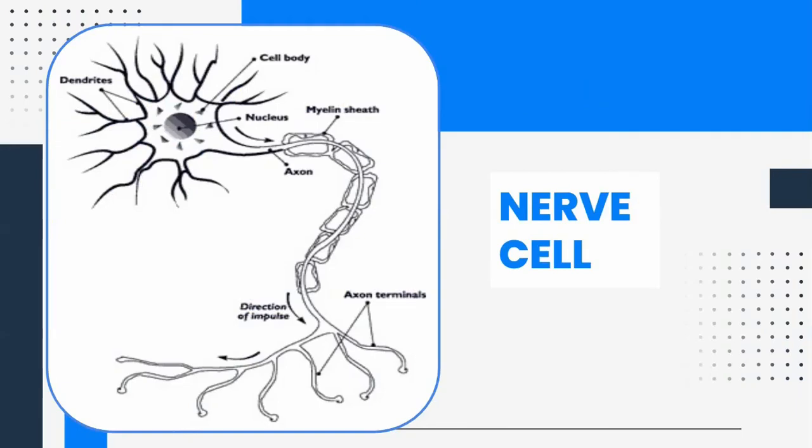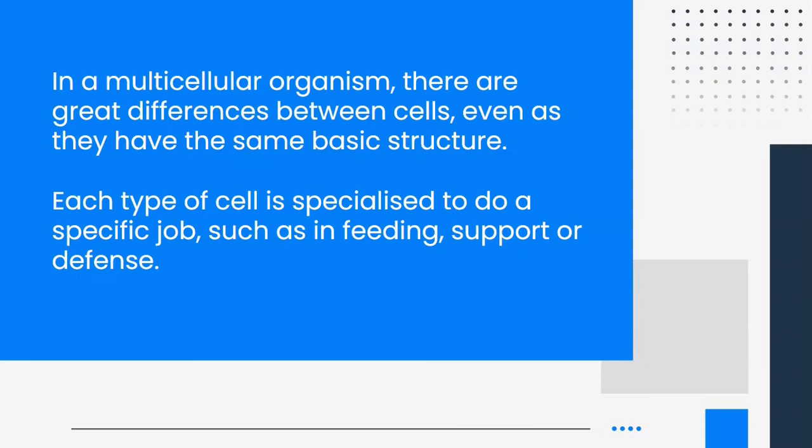This is an example of a specialized cell. As you can see, it has a very different type of shape. Not all specialized cells look like this, of course. It has a very specific shape in order to carry out a specific function. This is what you would see in a multicellular organism. You would see cells that have huge differences between them, right? Even as they have the same basic structure. They have a nucleus, for example.